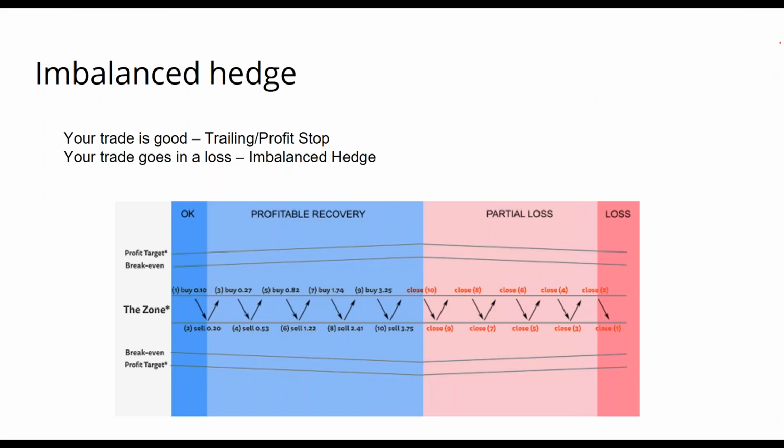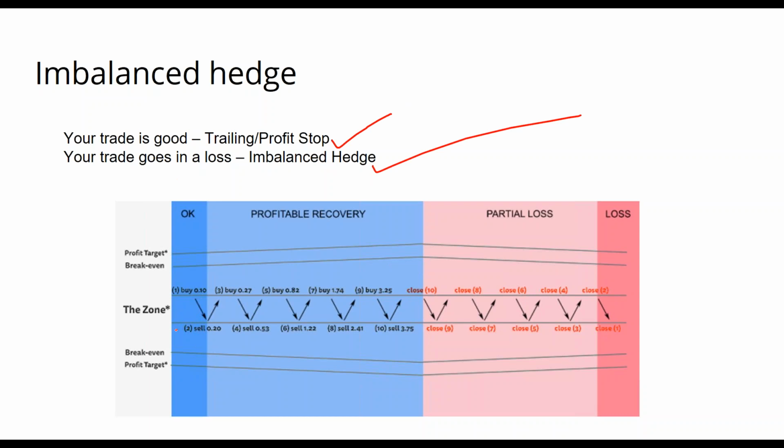Again, you need to learn about stops. I hope that this will help you with your risk portfolio. You need to learn about yourself. What type of trader are you? If your trade is good, you use a trailing or profit stop. That is how I do it. But if your trade goes into a loss, you use imbalance hedge. This is how it goes.